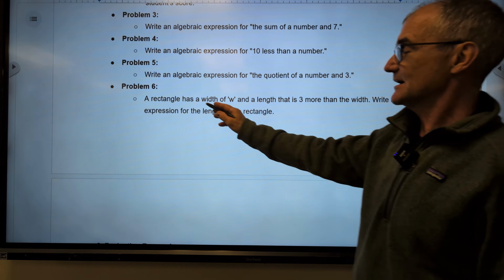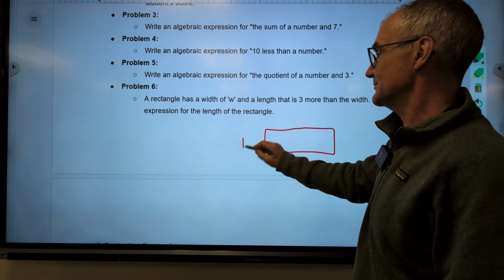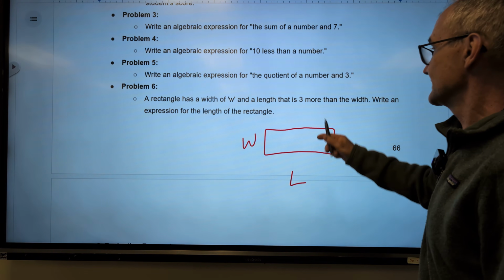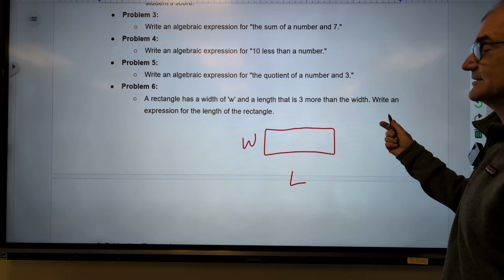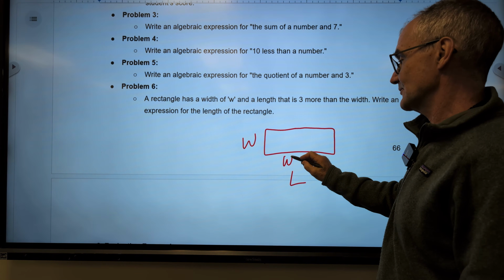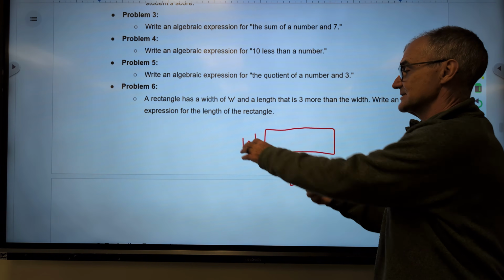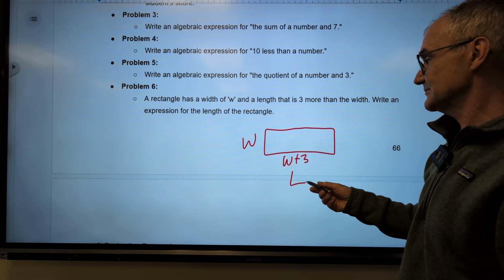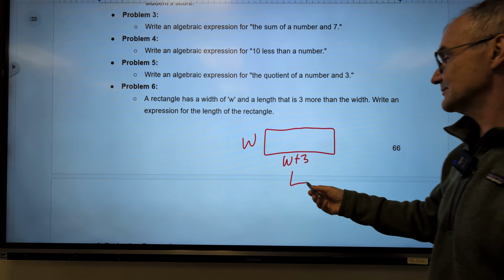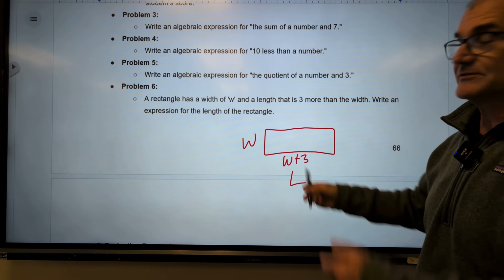Problem number 6, a rectangle has a width of w and the length, so this is my length, that is 3 more than the width. Well, this length is 3 more than that, so I just call it my width plus 3. That way I don't have to use two variables. I could have a singular variable w. Write an expression for the length of the rectangle. The length of the rectangle is equal to width plus 3.